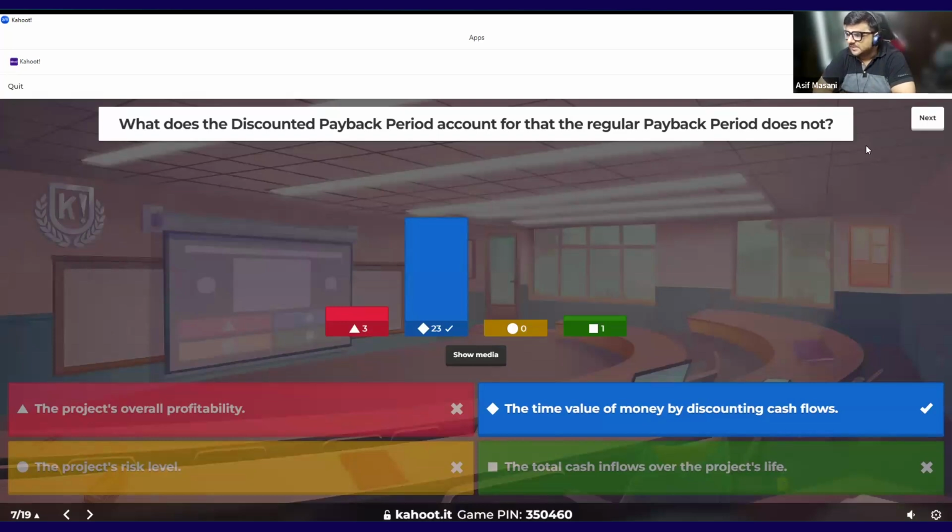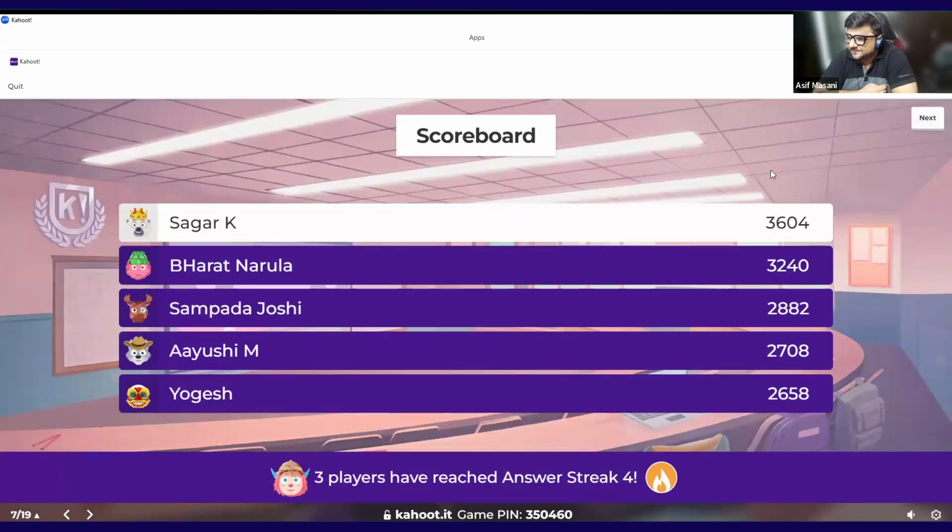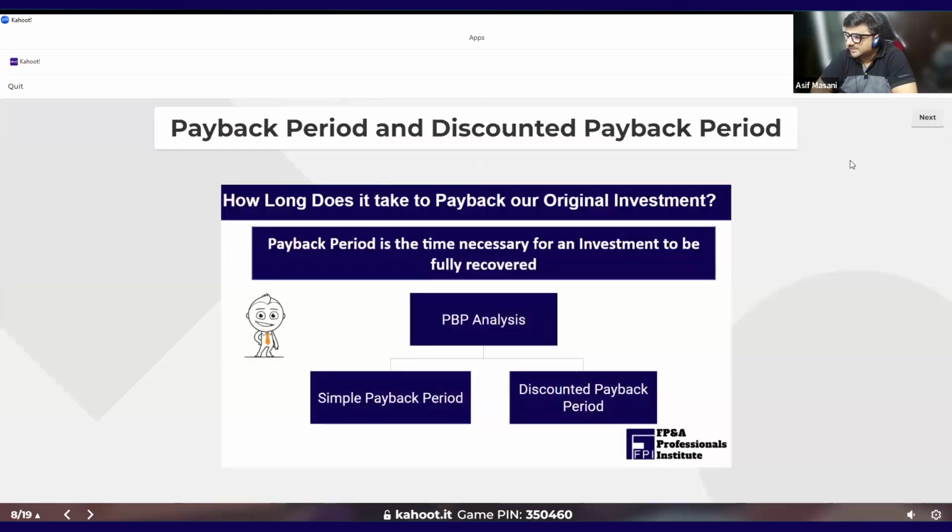What is payback period? We'll come to it in a few seconds, but let's see the leaderboard first. Okay, so we have Sagar, Bharat, Sampada in the top three, followed by Ayushi and Yogesh. And we'll see how this looks in the next question. So let's take a look at the payback period and discounted payback period first.